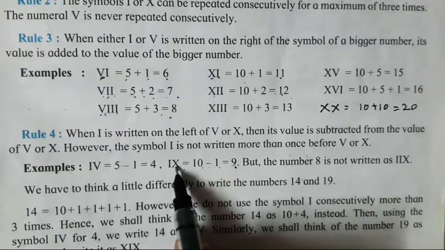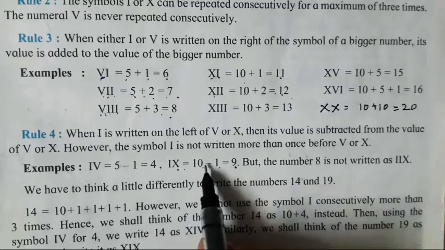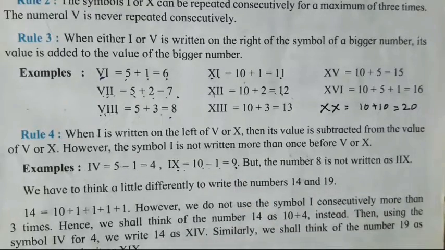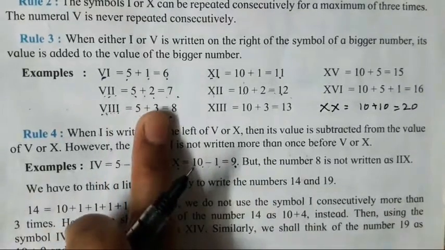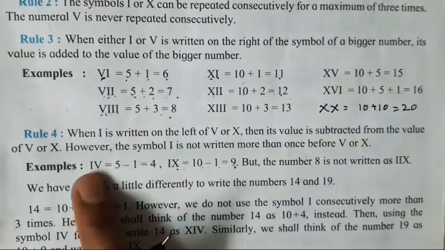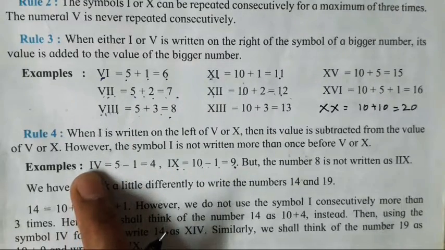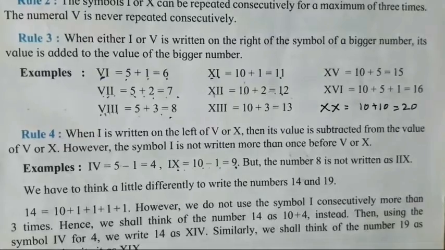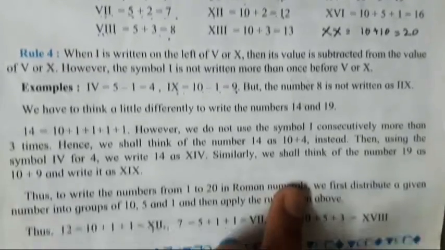I and X. X means 10, I means 1. The only thing you all have to remember is: right hand side, meaning we have to add. Left hand side, when I or X is written, we have to subtract. So these are a few examples.